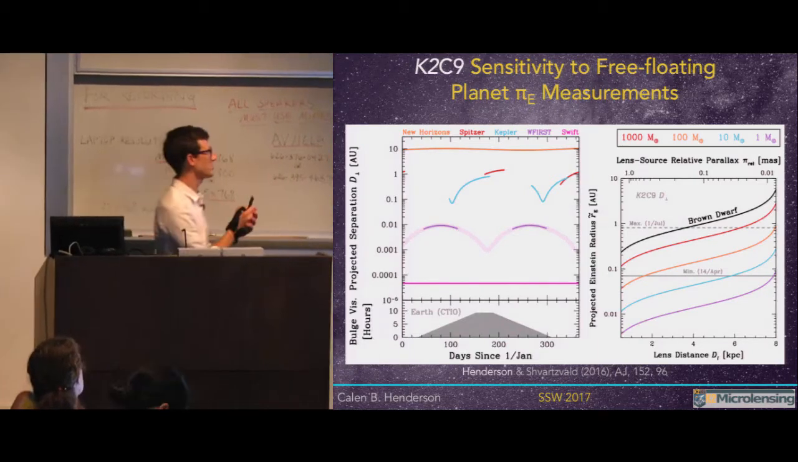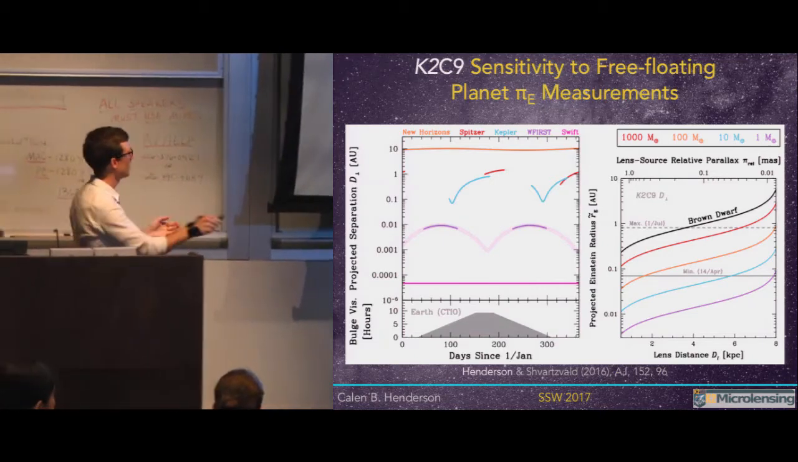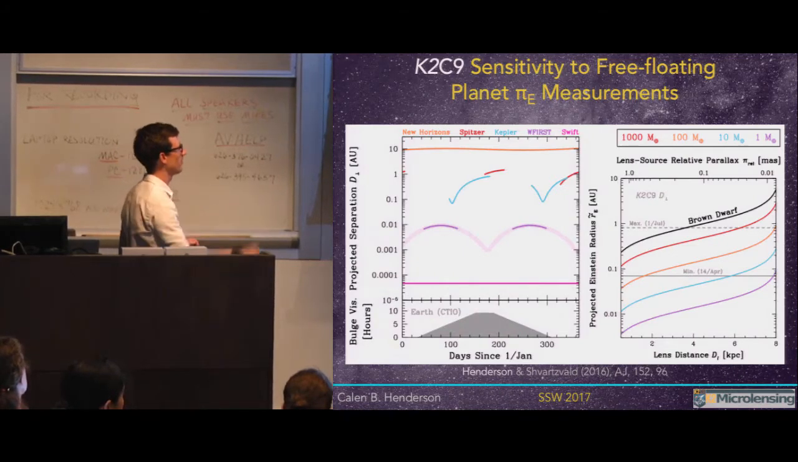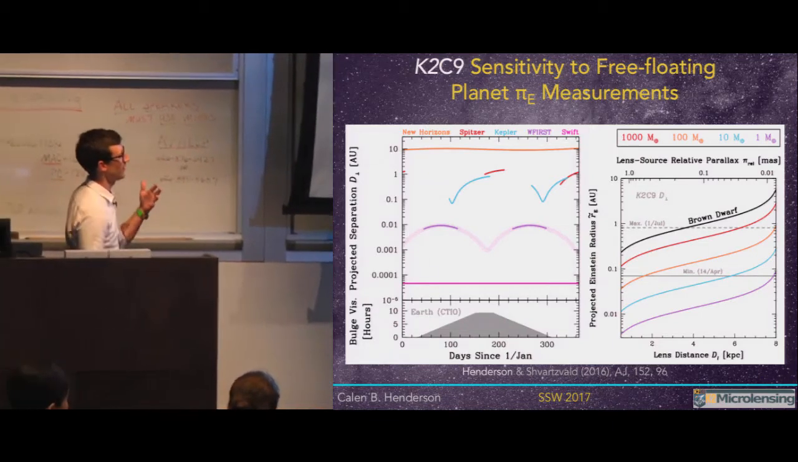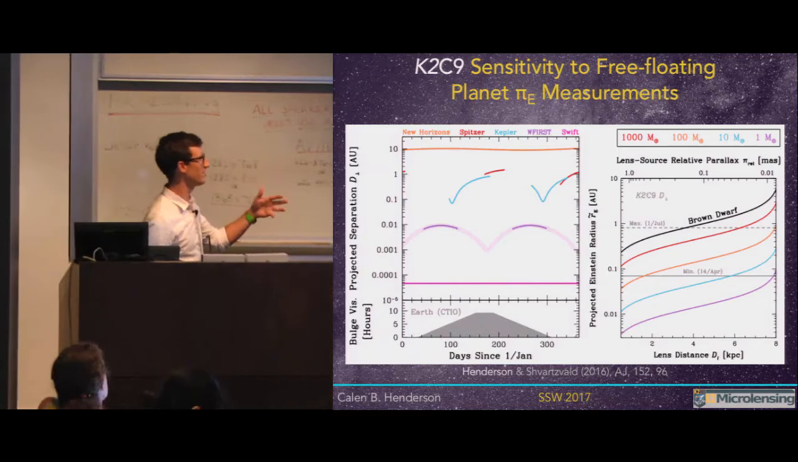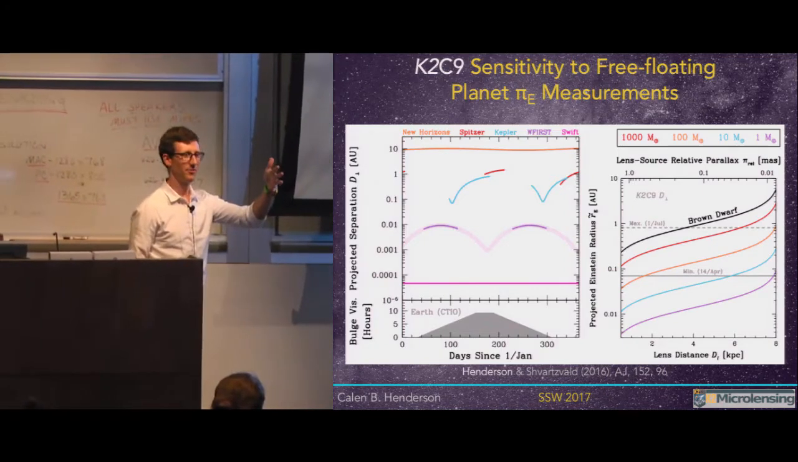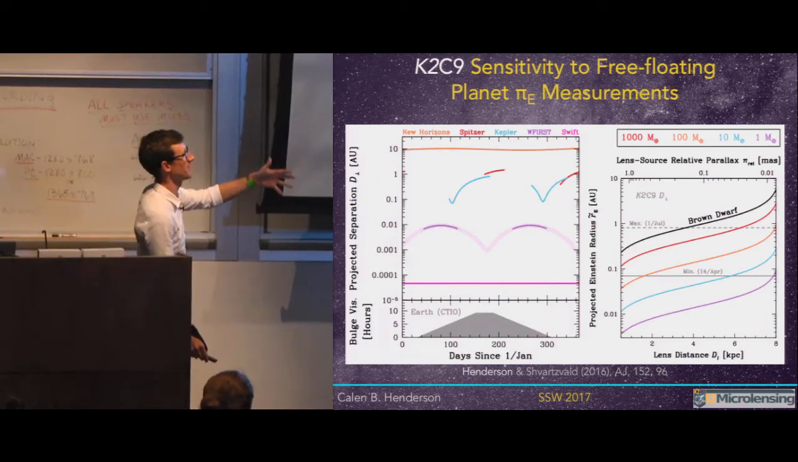And for the reasons Jen was mentioning, there are different caveats and strengths to each of these. I've shown on the bottom, again as a function of generic year, for how long the bulge is visible for a given day. And on the right, I'm showing, as a function of lens distance, the projection of the physical Einstein radius onto the observer plane for lenses of different masses.